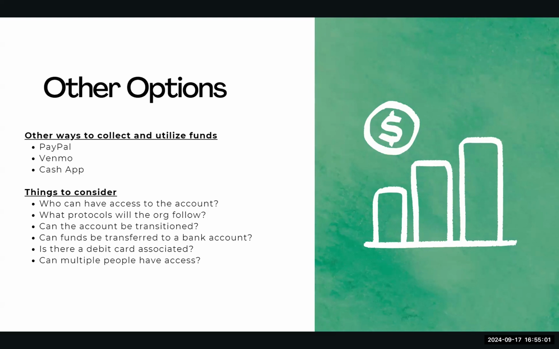So that is something to look for when you're using options outside of a bank account: can other people transfer those funds from your PayPal, Venmo, or Cash App to another bank? And also, is there a debit card associated? I know all three of these options offer debit cards associated with their platform, so make sure you know what the option is: is the org going to get one, or is the org going to opt out of that? And then again, can multiple people have access, or is it going to allow single access? That is another key thing to look for as well.